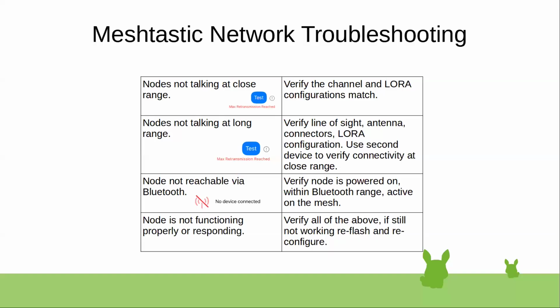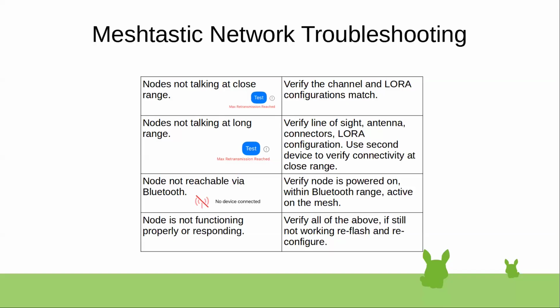Maybe one's on frequency slot 4 and one's on frequency slot 20, or one's on long fast and one's on, what are the other ones? Short, medium fast, whatever, and they can't talk. So if you're doing a sanity test and you get 2 next to each other and they can't talk, it's because the LoRa settings are different.